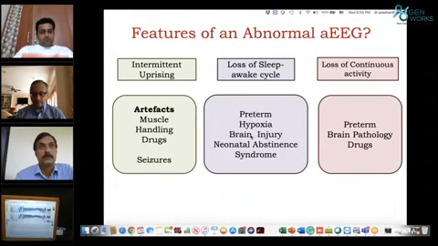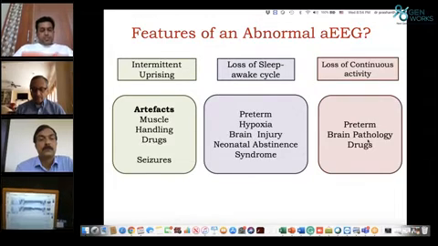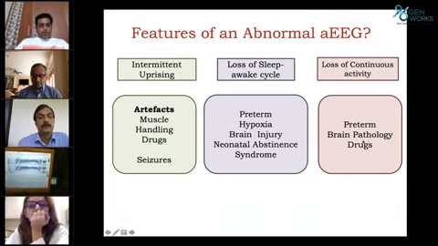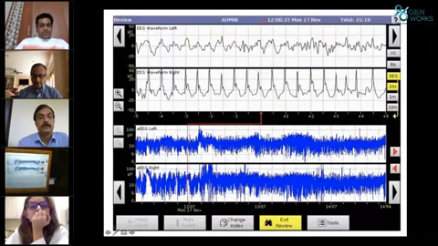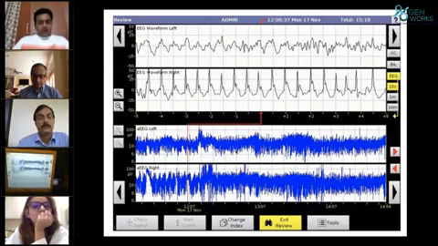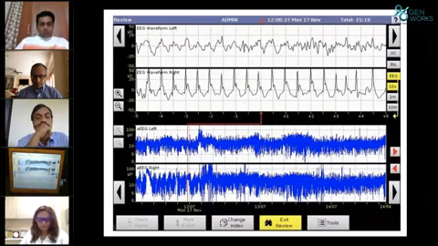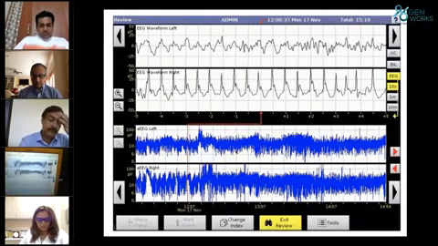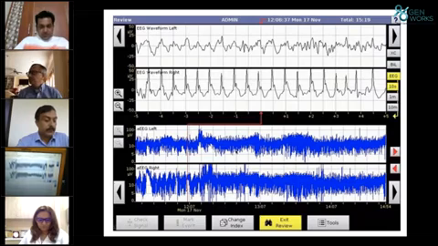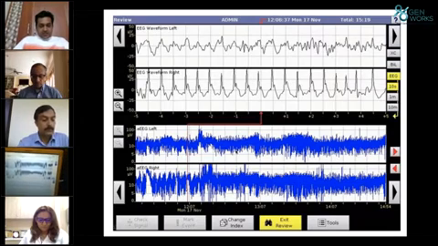Next slide, Prashant. In this, we can see a lot of artifacts of intermittent uprising, where we have to differentiate with the pointers. We can see there is a pointer in the red color which says a procedure was done. I think Dr. Dinkar sir will show it again.